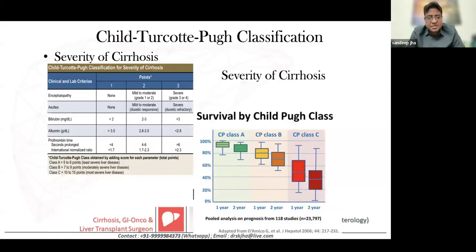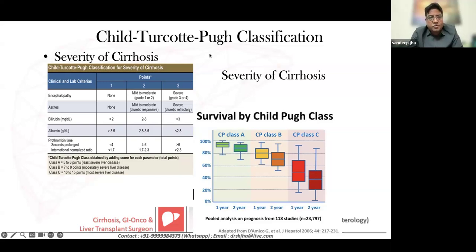Now, how do we evaluate these patients? There's one aspect when we look at symptoms to decide that the patient requires liver transplant. Other than that, there are two scoring systems that have been developed that determine if the patient requires a liver transplant or not, or if it is severe enough to require liver transplant.